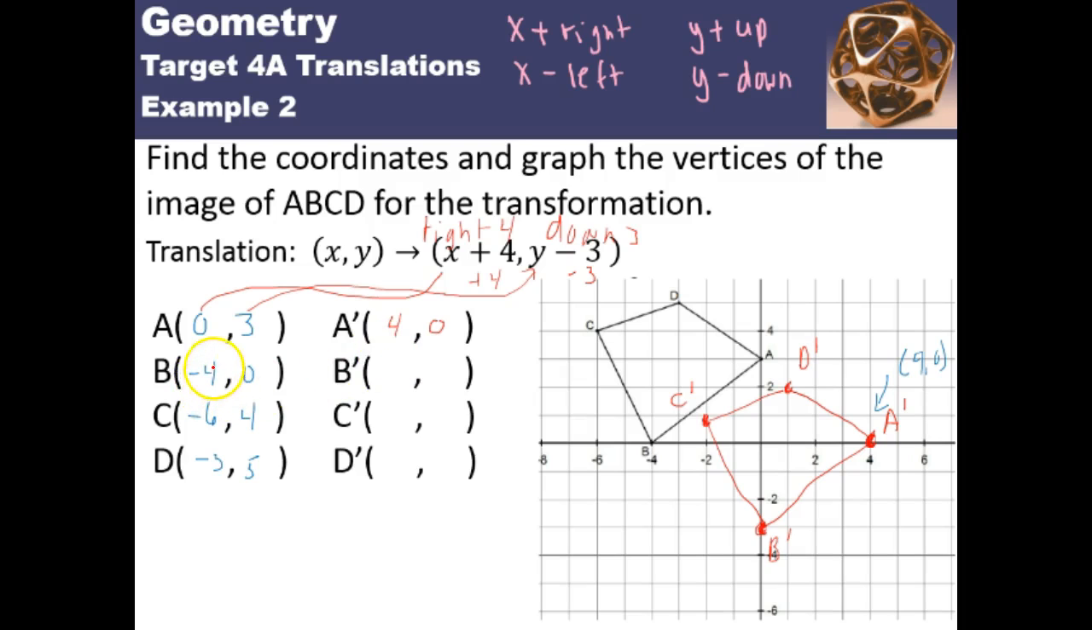Okay, so now I'm going to take this new set of points, negative 4, and again, the negative 4 goes in place of the x here, and the 0 right here goes in place of the y. So it looks like I have negative 4 plus 4, which is 0, and 0 minus 3, which is negative 3. And let's just check. Is that where we said B prime should be? And B prime is right here, and that is indeed the point 0, negative 3. So that is correct. Okay, let me grab the eraser again.